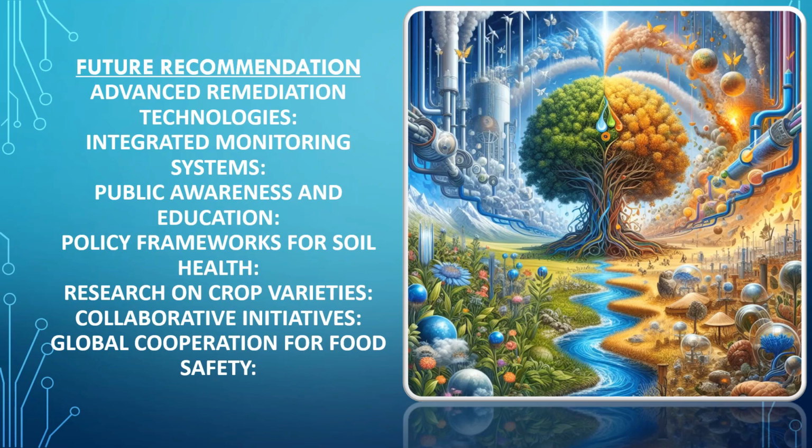strategies. Global cooperation for food safety. Encourage global cooperation and standards for heavy metal monitoring in food crops to ensure food safety and mitigate health risks associated with metal contamination. As we navigate the complexities of heavy metal impacts on agriculture, these future recommendations aim to propel us toward a more sustainable and resilient agricultural landscape.